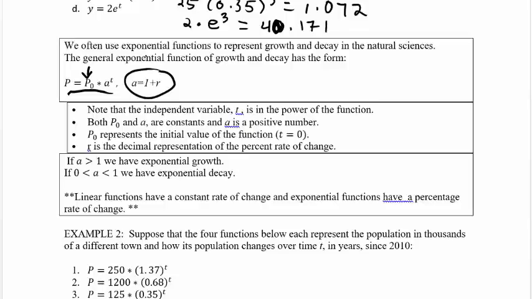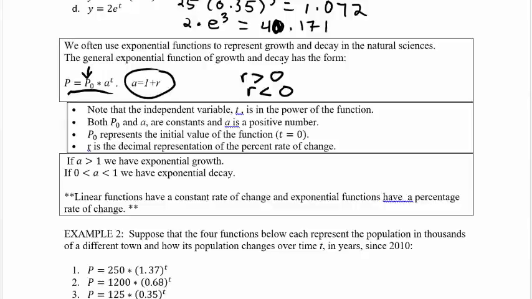So what that means for us is that if we are growing, then R is going to be positive. And if we are decaying, then our rate is going to be negative. So it really depends on the situation, and we'll look at some examples in a few minutes that look at both cases. So it's really important here to remember that T is our independent variable, that P naught and A are going to be constants here, and A is going to be a positive number.